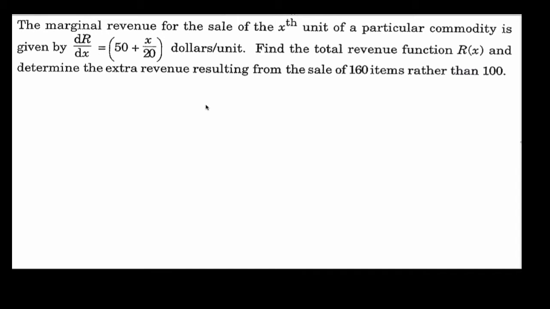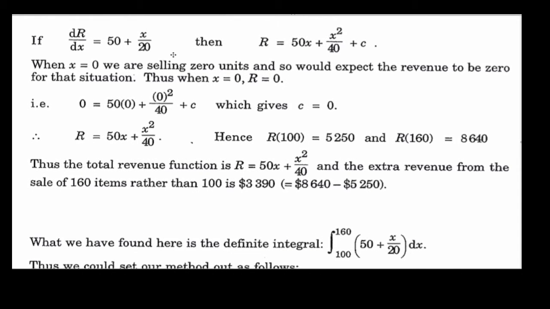Okay, in this question here, we've got the marginal revenue. So we're given the marginal revenue and we want to get the revenue function. So this is an integration question, isn't it? And determine the extra revenue resulting from the sale of 160 items rather than 100. Okay, so we do need to do integration, starting with the derivative, integrate both sides, and we end up with this. So this is the revenue function.